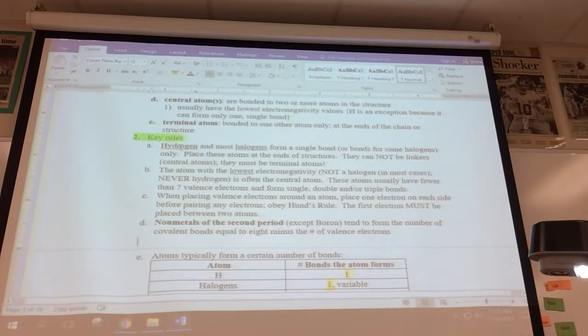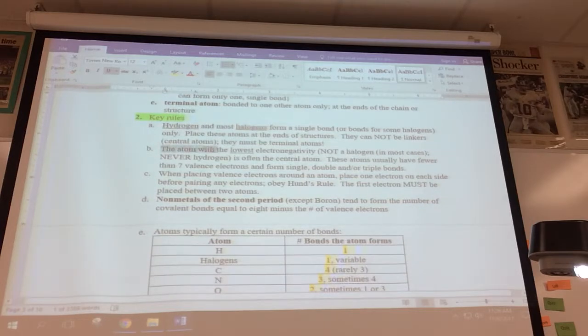So in regard to the rules, I mentioned the first one already. Hydrogen will always be a terminal atom. Always. For your purposes this year, halogens will always be terminal atoms, and each of these only forms one single bond.